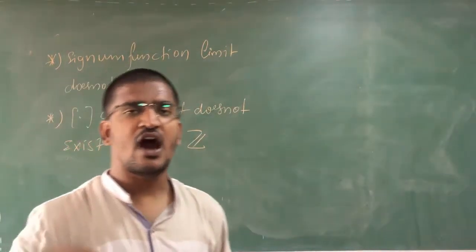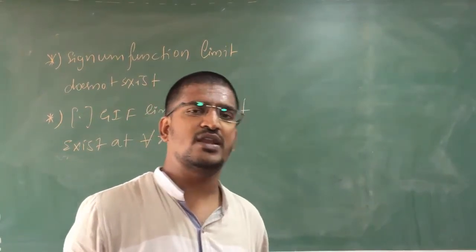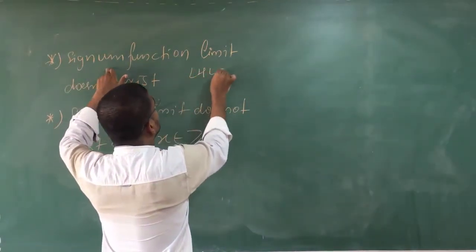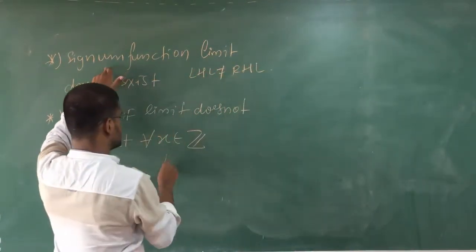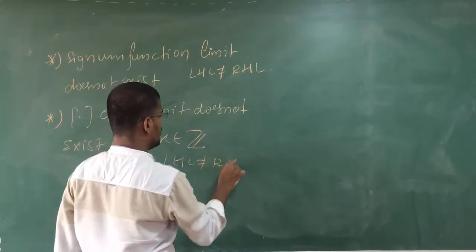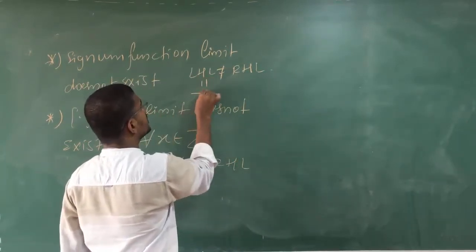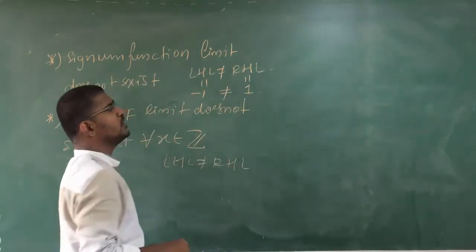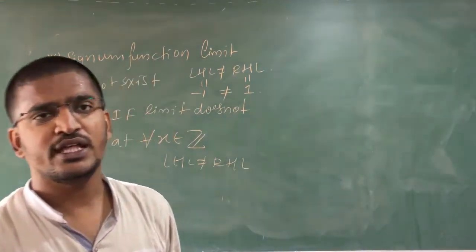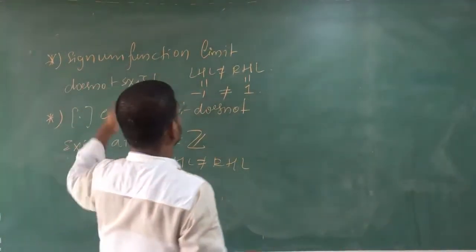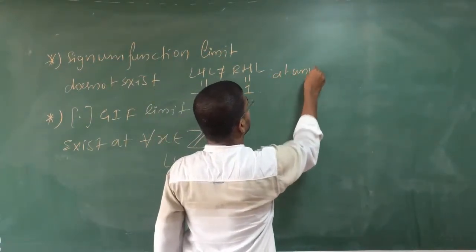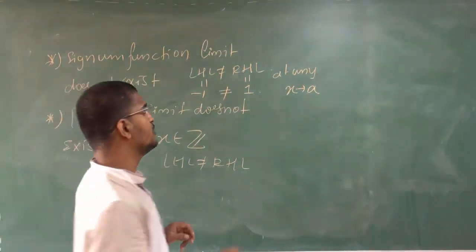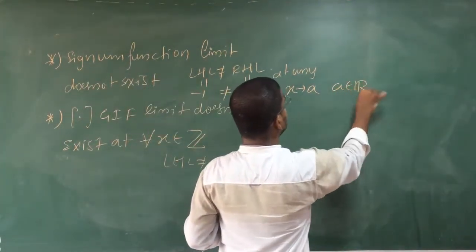At that point RHL will be +1, LHL will be -1, therefore LHL is not equal to RHL, therefore the limit does not exist. Here also LHL is not equal to RHL, the limit does not exist. Here LHL will be equal to -1, RHL will be equal to +1, therefore -1 is not equal to +1 in the Signum function, hence the limit does not exist as x tends to A, where A belongs to real numbers.